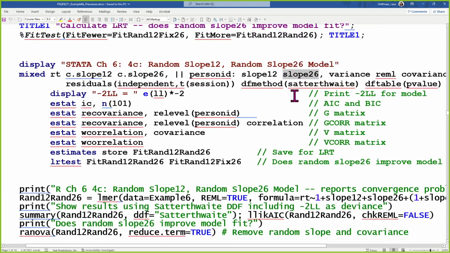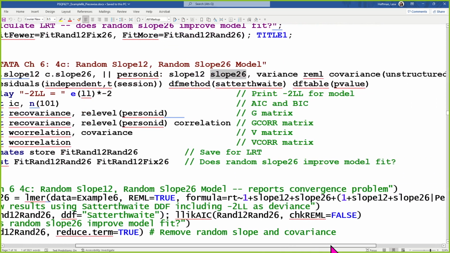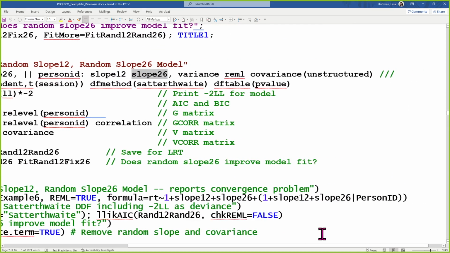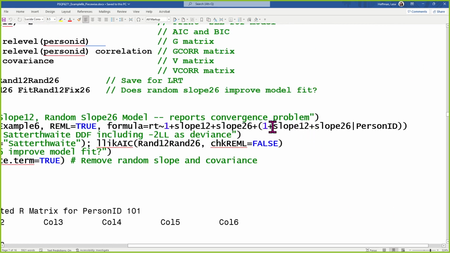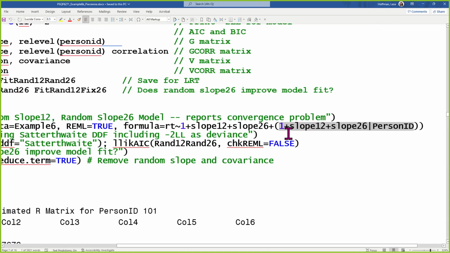Slope 2, 6 after the person ID to add the random slope in Stata, and then the random parentheses section here in R. That's the random part. Very important set of parentheses, might I say.